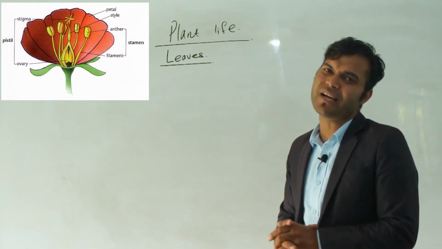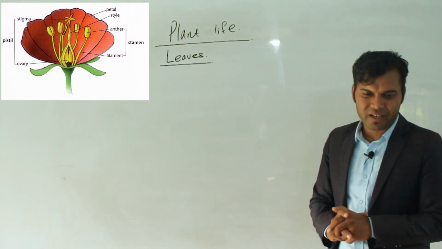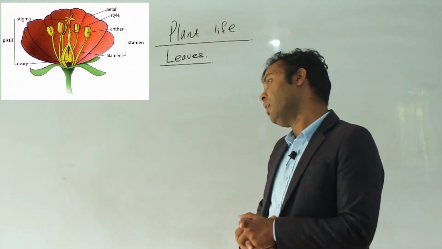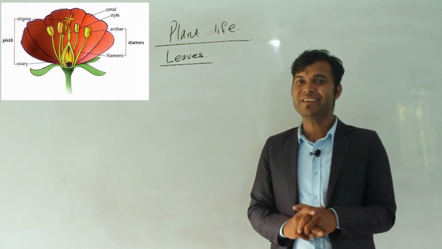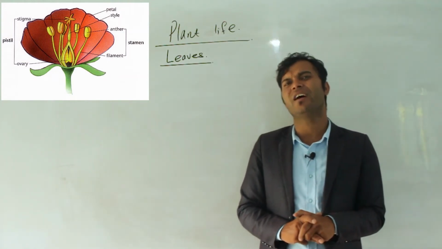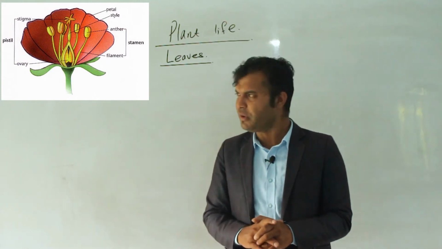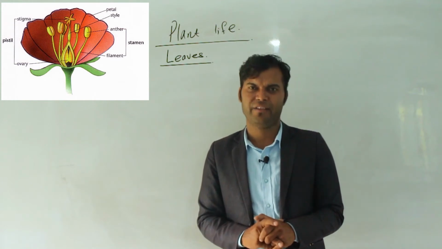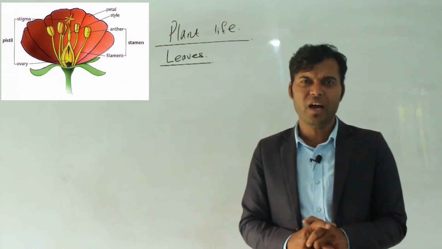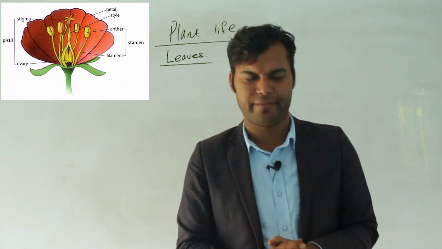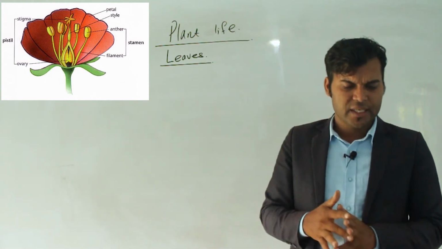The major function of petals is to attract insects to help the pollination process. Pollination means the transfer of pollen grains from the male to the female part, or anther to stigma. Anther to stigma is called the pollination process, isn't it? Okay, students.